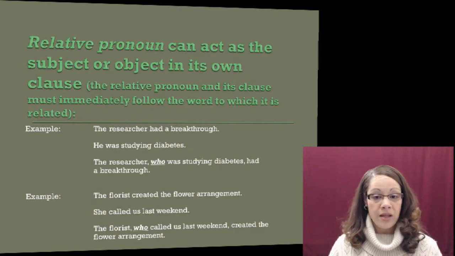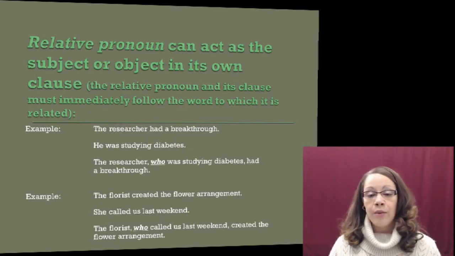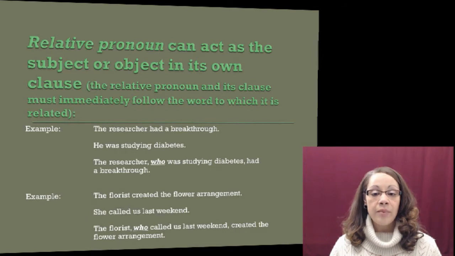So let's look at our first example. The researcher had a breakthrough. Had is our verb of the sentence. Who or what had? Researcher had. Researcher is our subject. He was studying diabetes. Was studying is our verb. We have a helping verb was, main verb studying. Who or what was studying? He was studying, so he is our subject of the sentence.